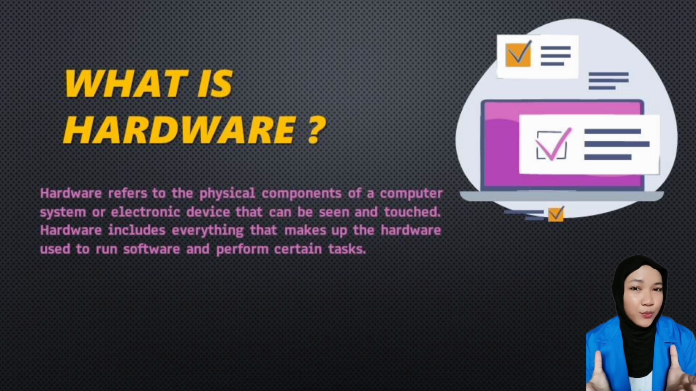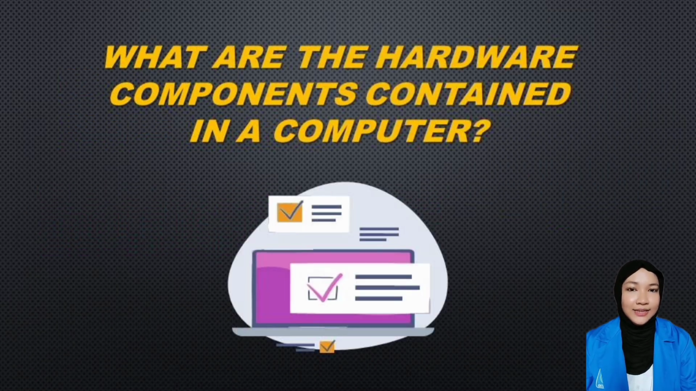What is hardware? Hardware refers to the physical components of a computer system or electronic device that can be seen and touched. Hardware includes everything that makes up the computer, used to run software and perform certain tasks. Then, what are the hardware components found on a computer?